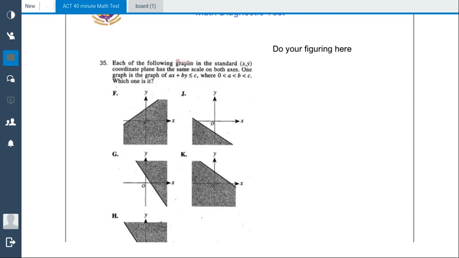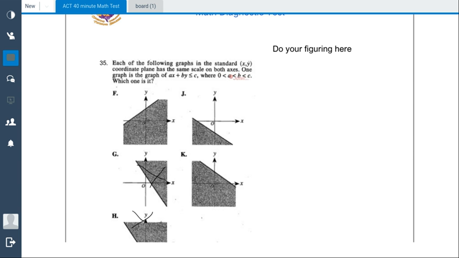Okay, so which of the following graphs in the coordinate plane has the same scale on both the x-axis? If one of the graphs is this, they're saying that the y value is actually less than the x value. So that means that I need to shade below the line. So I'm going to cross out all the ones that don't shade below the line. So I got to get rid of that one and that one.